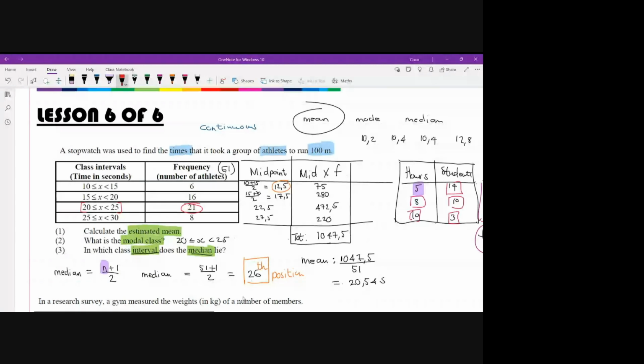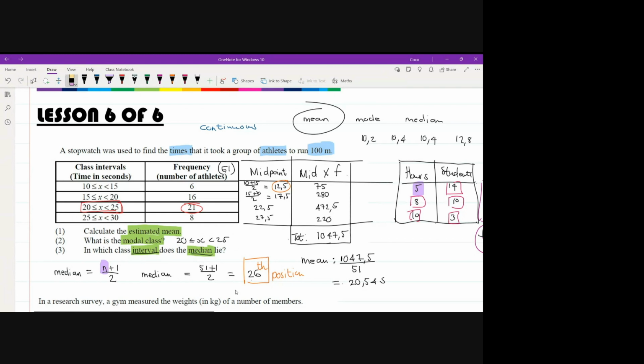Lovely. So when they ask us for the modal class, they're asking us for the modal interval. What interval of numbers would show up the most? The numbers between 20 and 25. They would show up the most. That's why that is our modal class. Make sense? All right, now let's continue.